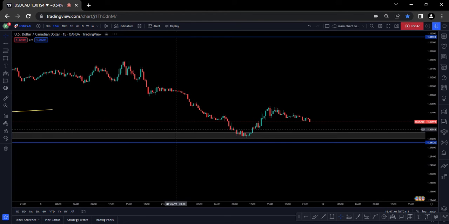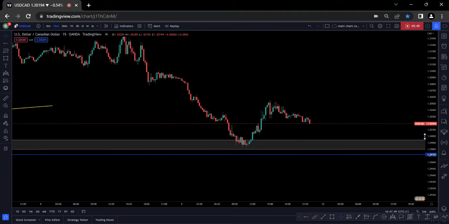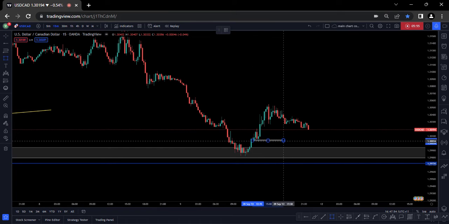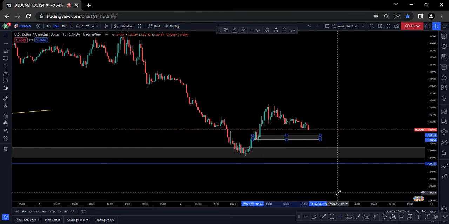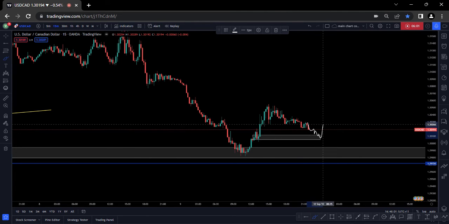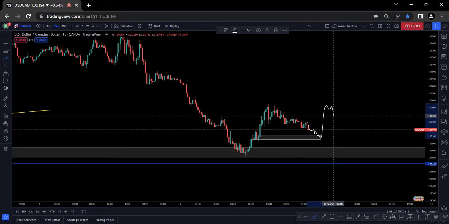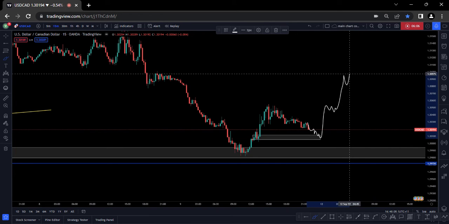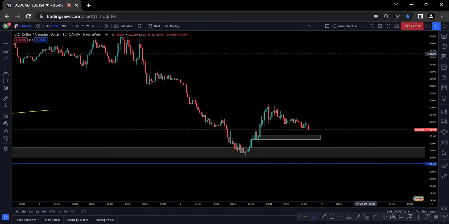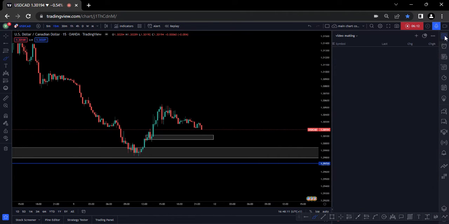Let's go to the 15 minutes. We might be seeing how the price might react around this area. It might just trickle its way correctively around this area, then give something like a correction and continue to clean its way to the upside. So that's for USDCAD.